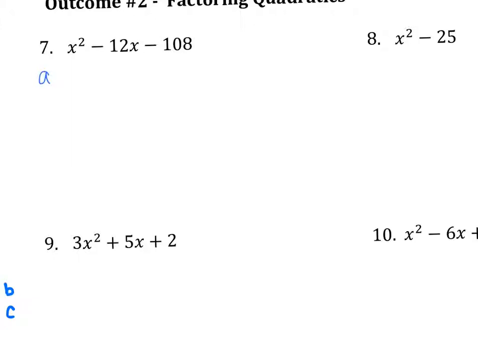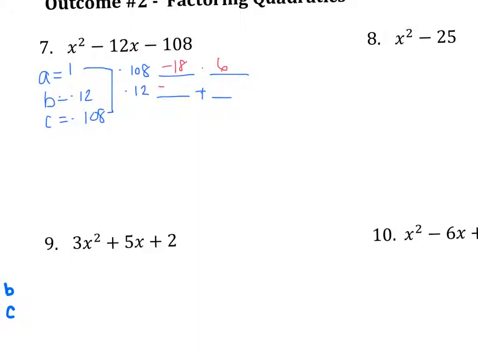So immediately you go to your A, your B, and your C, where A is 1, B is negative 12, and C is negative 108. When I do A times C, that gives me negative 108. B is negative 12. So now I have to find two numbers that when multiplied would be negative 108 and add to be negative 12. Turns out that it is negative 18 and positive 6. Negative 18 times 6 is negative 108. Negative 18 plus 6 is negative 12.